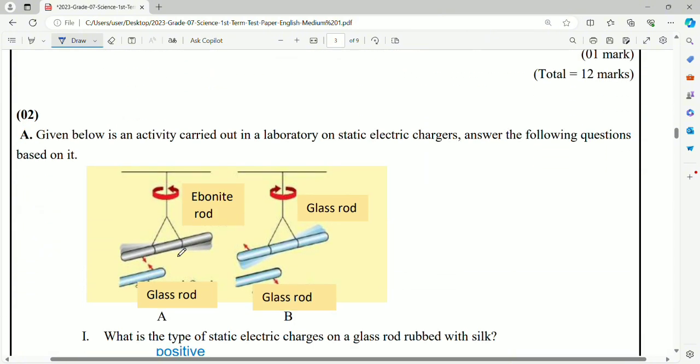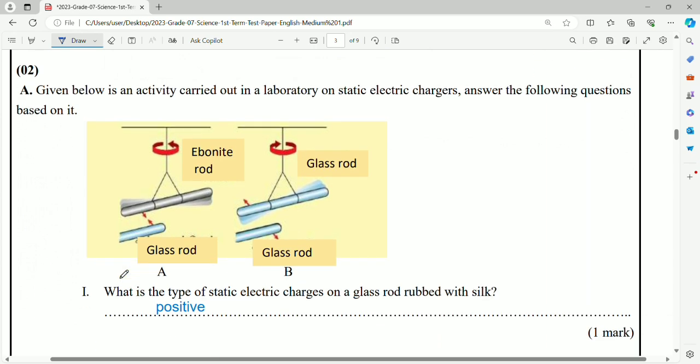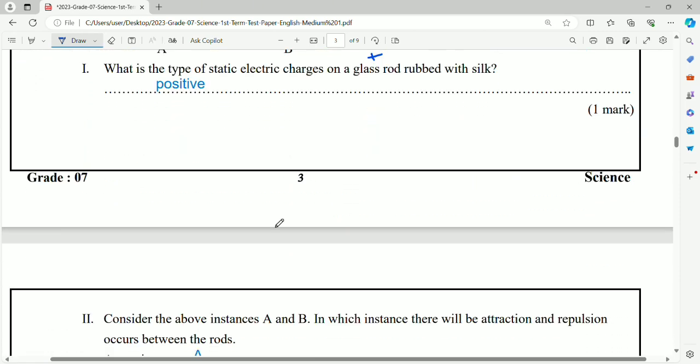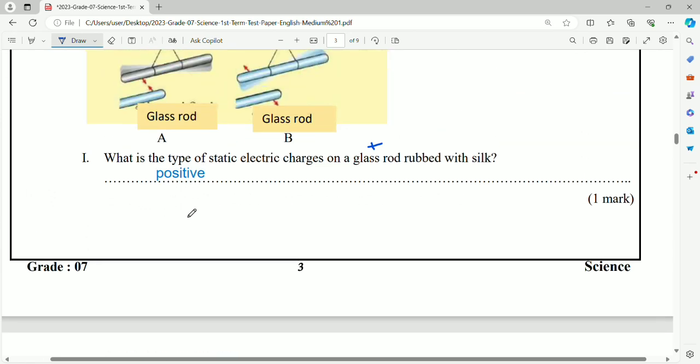Then move to question number 2. Given below is an activity carried out in the laboratory on static electric charges. Answer the following questions based on it. Ebonite rod. Here glass rod, and glass rod. What is the type of static electric charge on a glass rod rubbed with silk? The glass rod will be charged with positive charge. Glass rod, positive charge. Ebonite rod, negative charge.